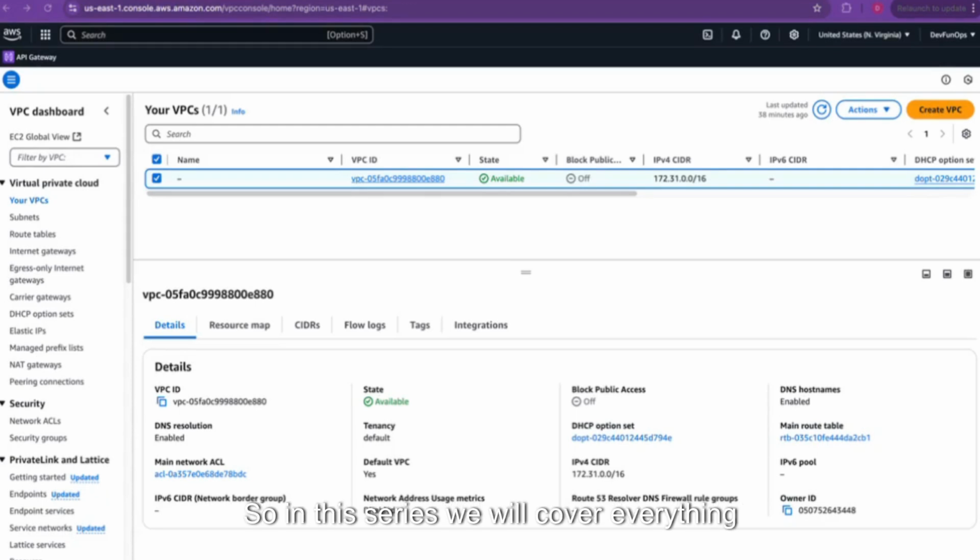In this series, we will cover everything from VPC basics to add-on setups. Before starting on AWS VPC directly, today we'll discuss the basics of networking, as I think it's very important for understanding networking within the VPC. So yeah, let's get started.